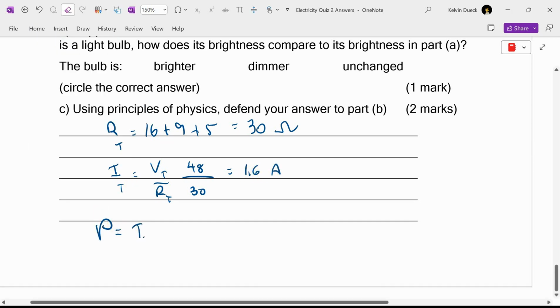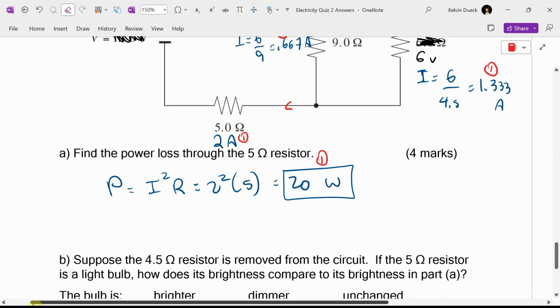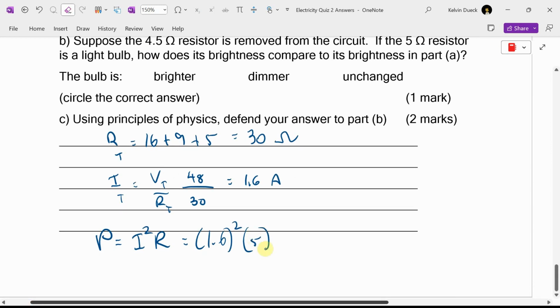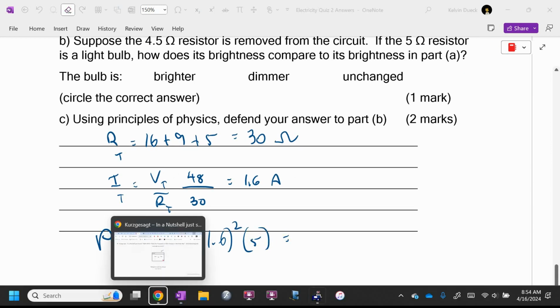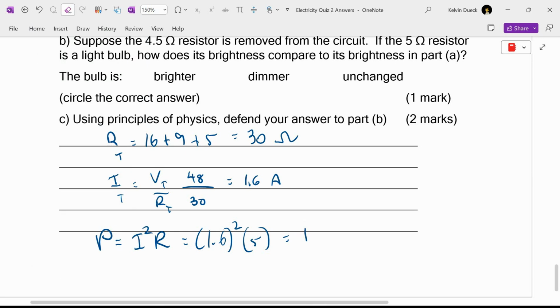Power equals I squared R equals 1.6 squared times, it was 5 ohms, right, Mr. Dueck? Going to be less, right? 12.8 watts, which is less than 20 watts, and I would circle dimmer.